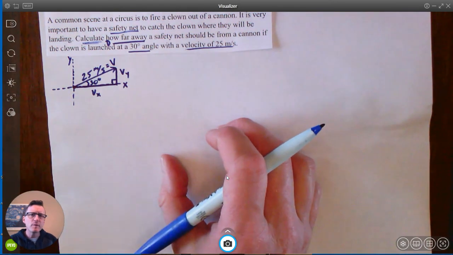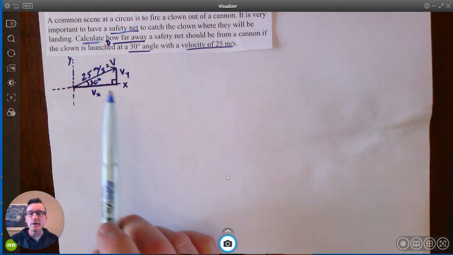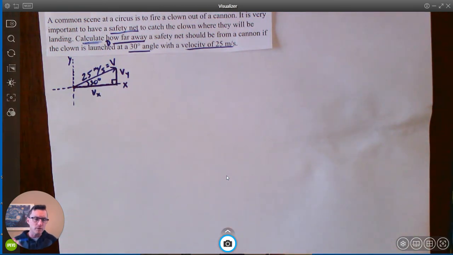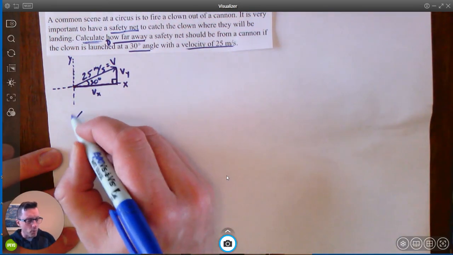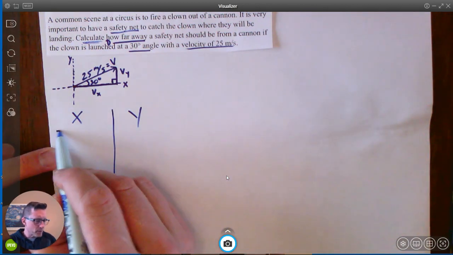But some of that speed, because it's at an angle, is up, and some of that speed is sideways. And you can look at our triangle here and say most of the speed must actually be in the side-to-side direction, because the side-to-side length of our triangle is bigger. So the question is how far away? Now, to do this, we want to create our X and Y chart, and figure out what numbers are going to go as an X number and what numbers are going to go as a Y number.